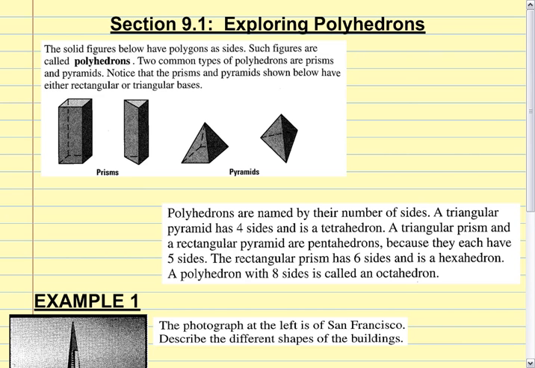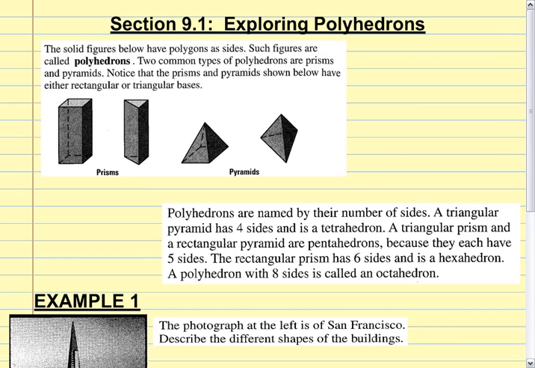Okay, all right, here we go, guinea pigs. Exploring polyhedrons. Now, we talked about it just a second ago, but let's go through it. The solid figures below, we've got 4 of them, have polygons as sides, okay? Such figures are called polyhedrons. Remember, a polygon is a shape, a closed shape with straight lines, okay? A polyhedron is made up of polygons. It's a solid figure, like a soccer ball is made up of hexagons and pentagons, okay?